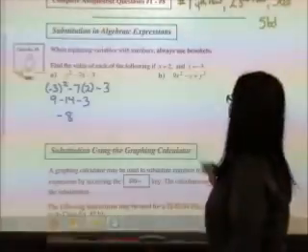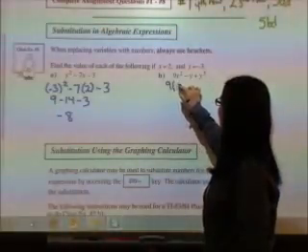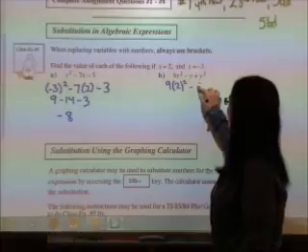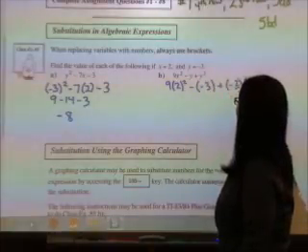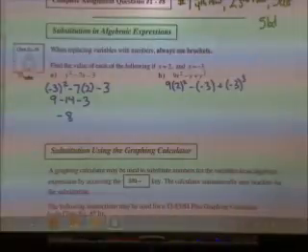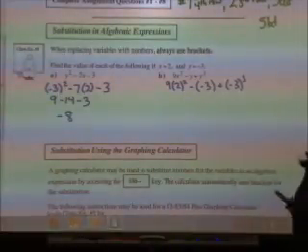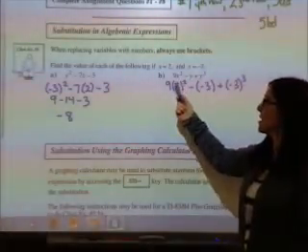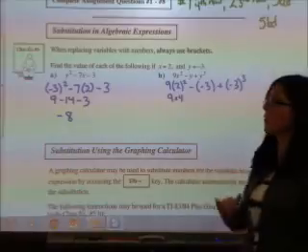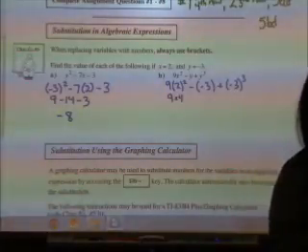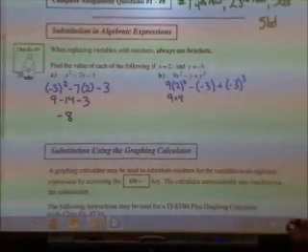So again, where I see an X, I'm going to substitute in a 2. And where I see a Y, I substitute in a -3. Now, things to watch out for when we're doing this question: in the 9x squared, it is only the 2 that is being squared. So this becomes 9 times 4. It's not 9 times 2 and then square the answer.